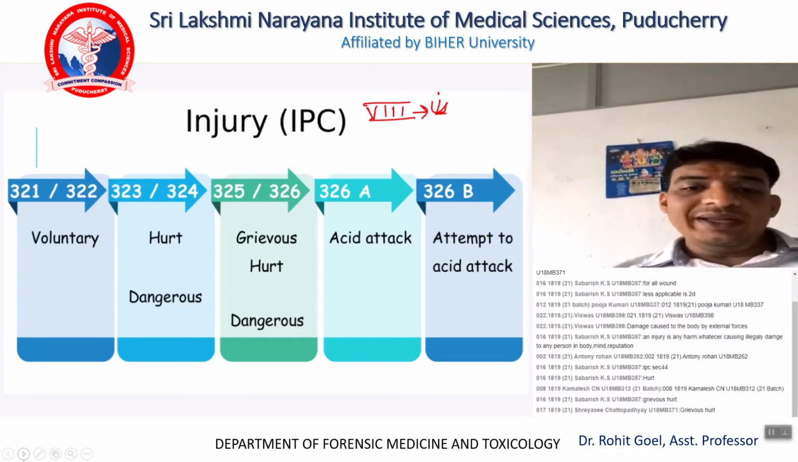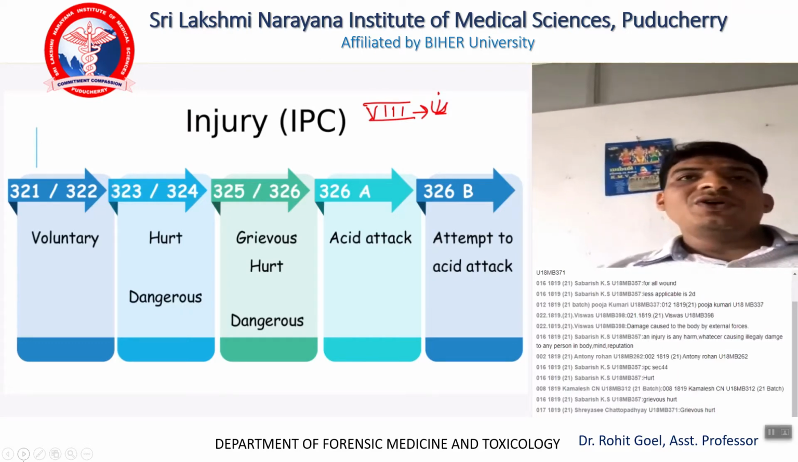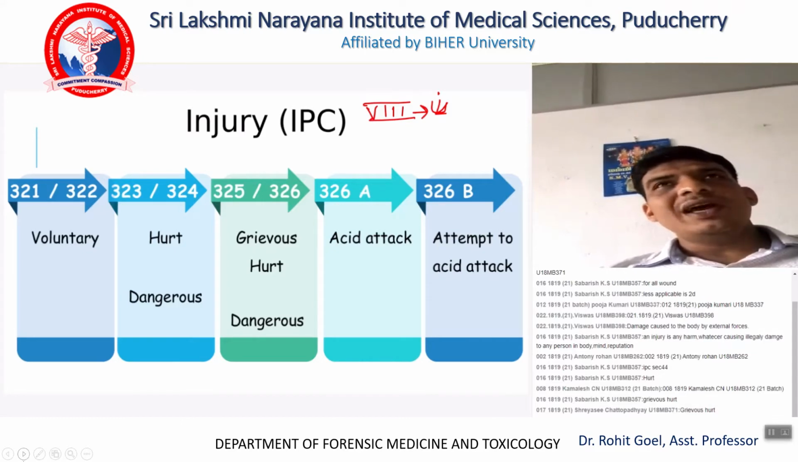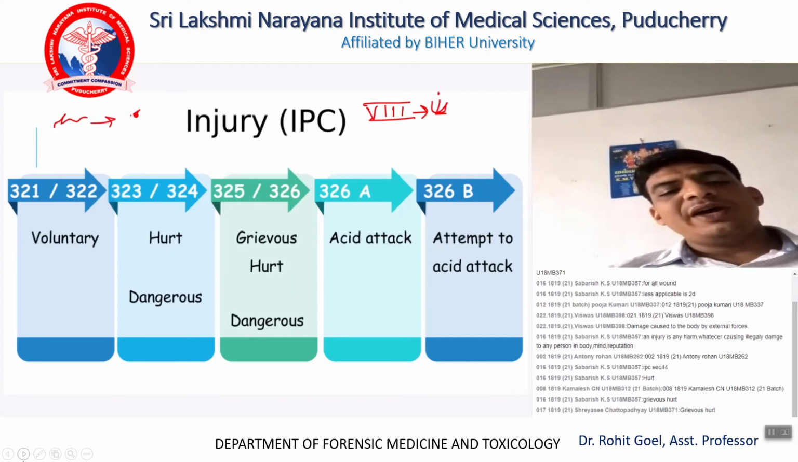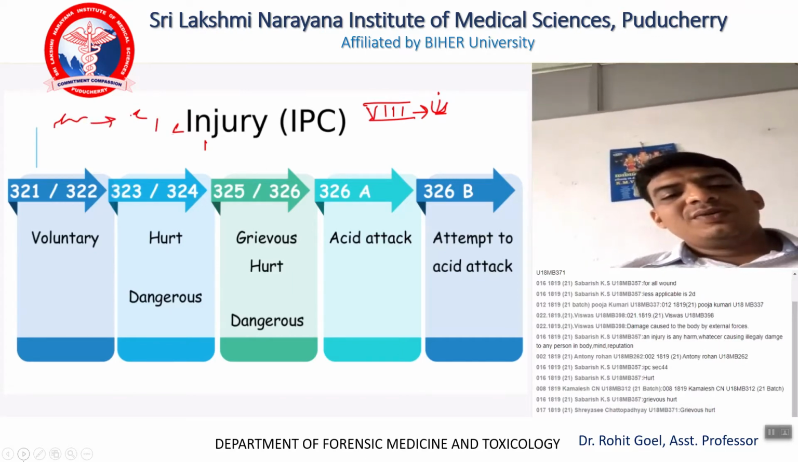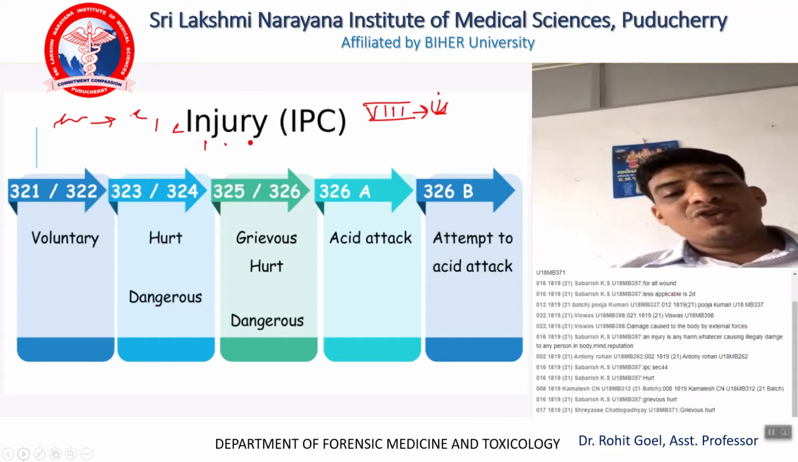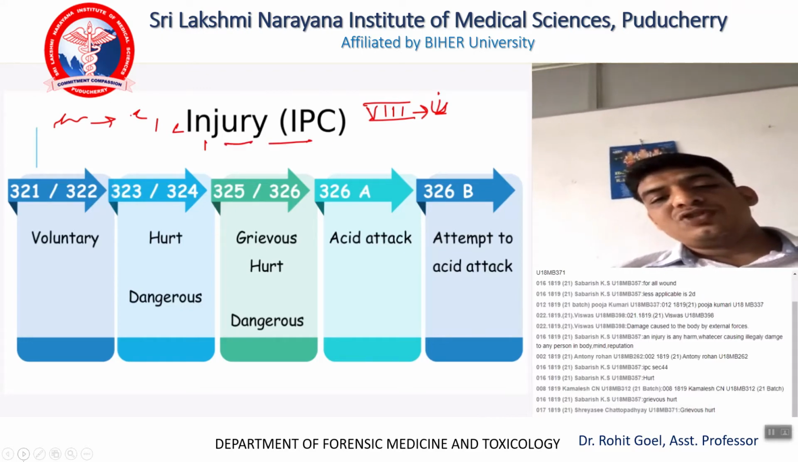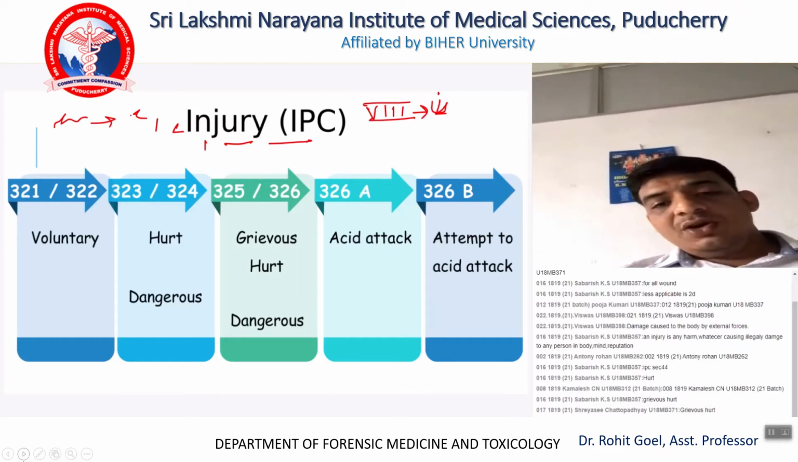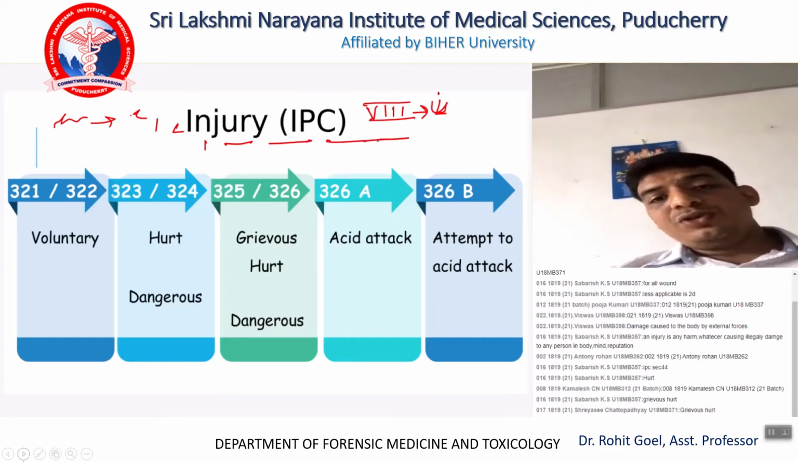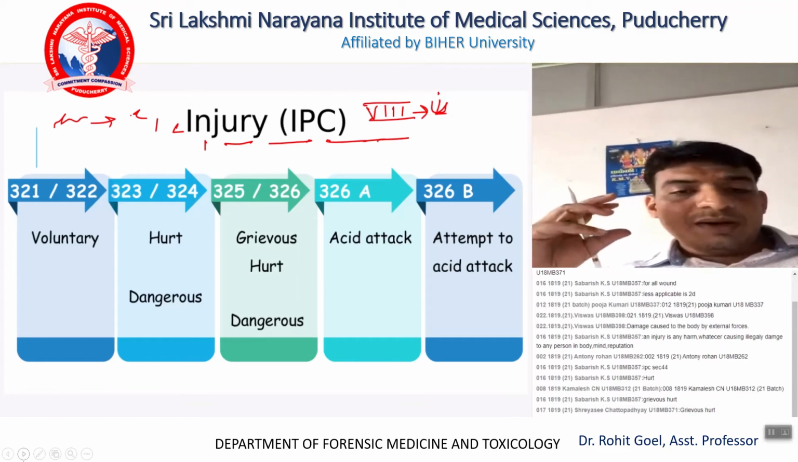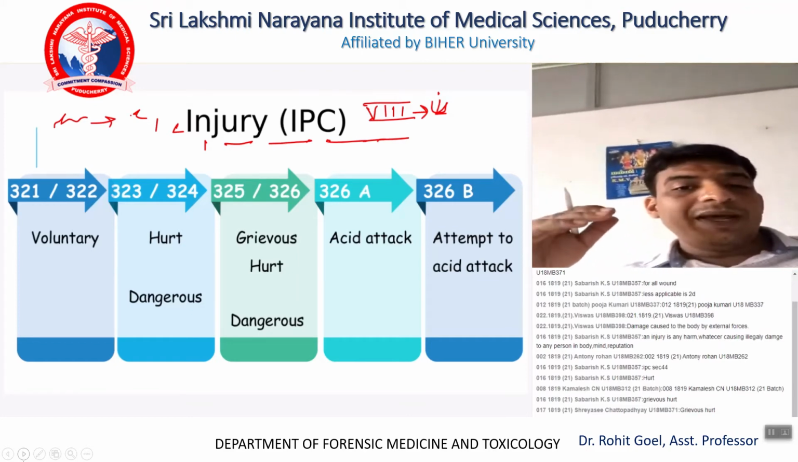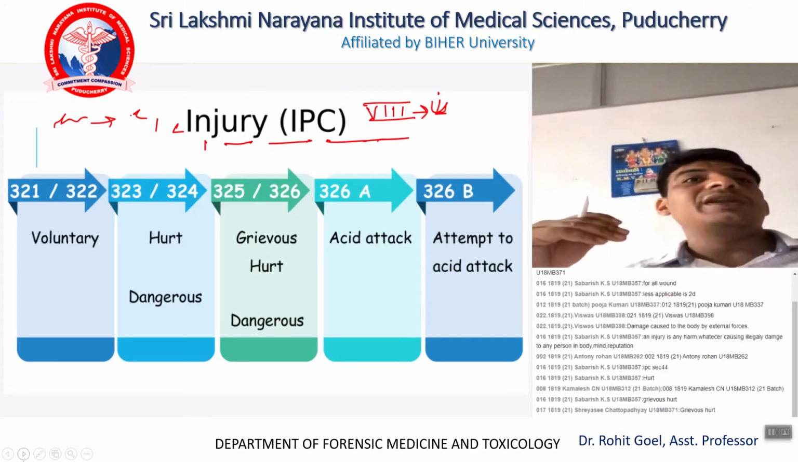Which imminently endangers the life of a person will be called hurt. Let's assume a scenario where the rest of the seven conditions do not apply: emasculation, permanent privation of eye, permanent privation of ear, impairment of member or joint or impairment of power of a member or joint, permanent disfigurement of face, or fracture of bone or tooth. Let's assume a scenario in which none of these apply and still the person can be taken for grievous hurt.